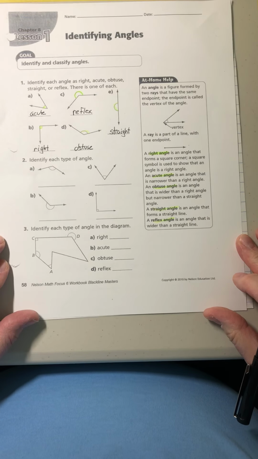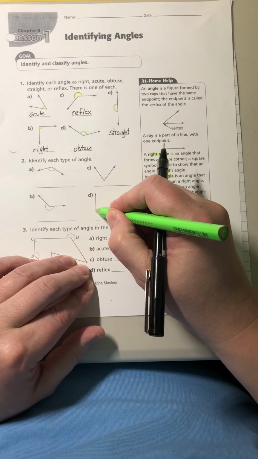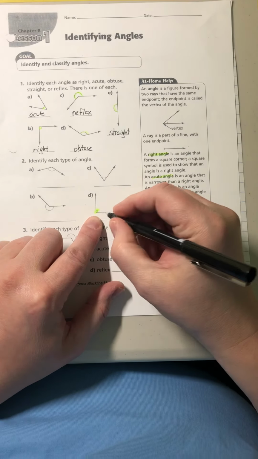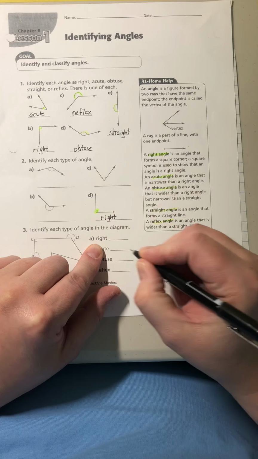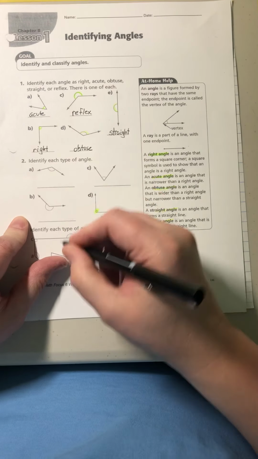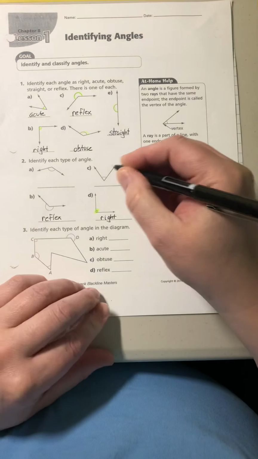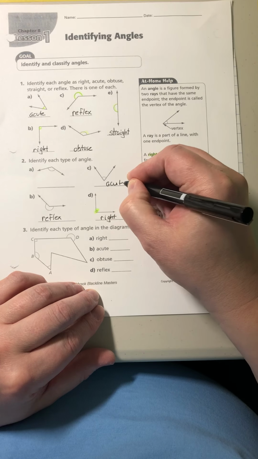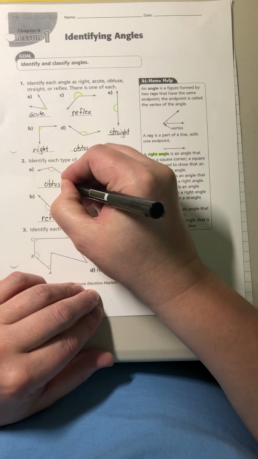Okay, so we're down here, we're identifying angles again, and I look to see the symbols. And right here, if you remember this, that tells you, hey, right angle. This one is going beyond the straight line, reflex. And this looks less than 90, making it acute. And this one is obtuse.